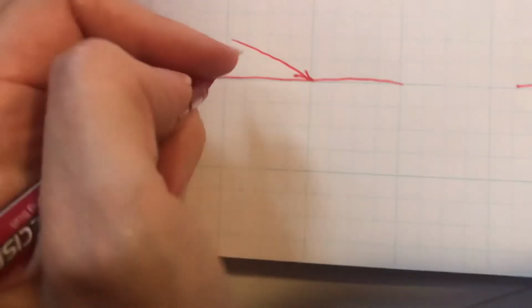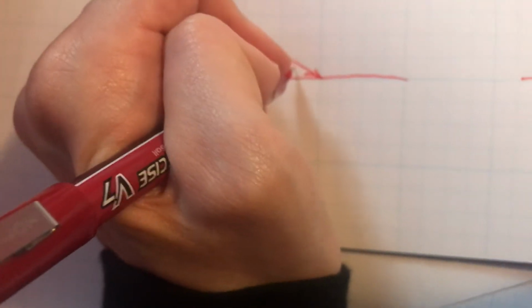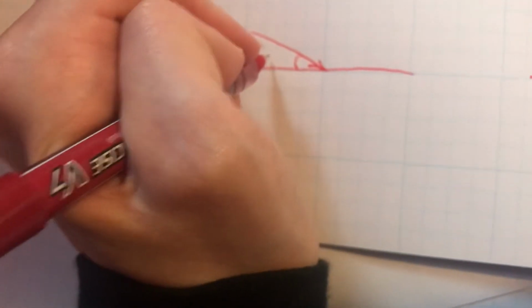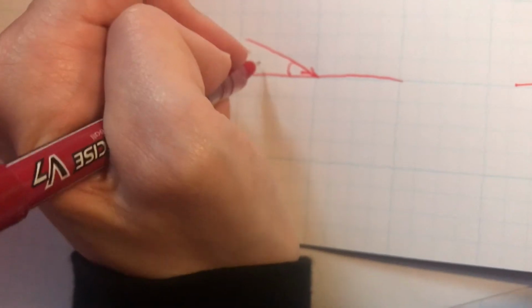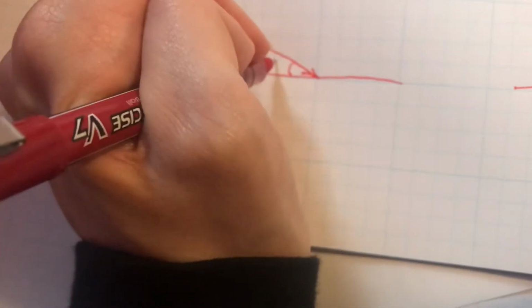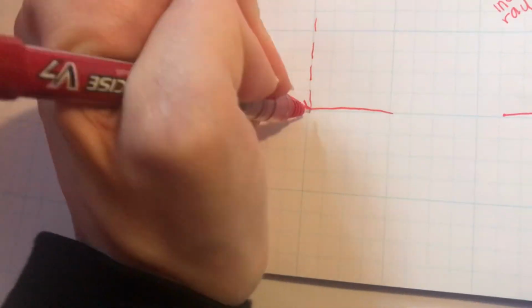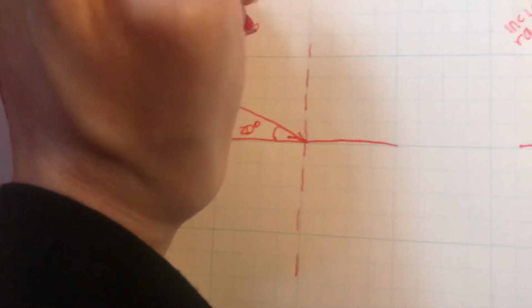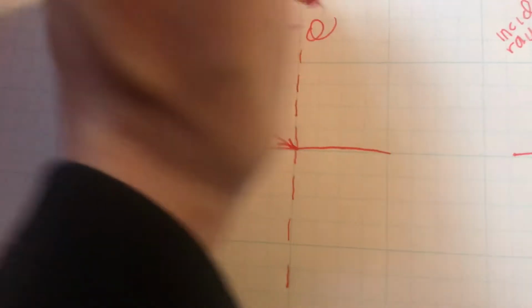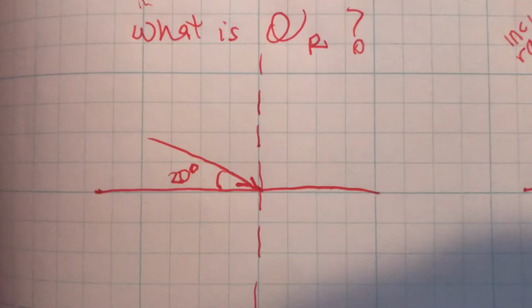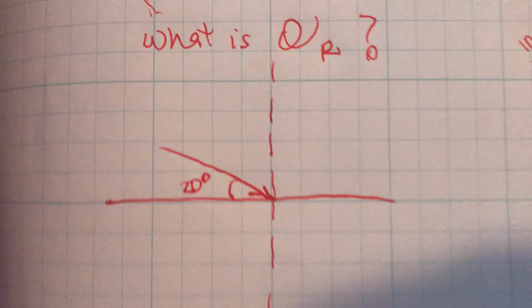Okay. They'll give you information like this and say, oh, hey, this angle right here is 20 degrees. Tell me the angle of reflection. They'll draw the normal for you, or maybe they won't. So what is the angle of reflection? Okay, what is theta R in the diagram I just showed?